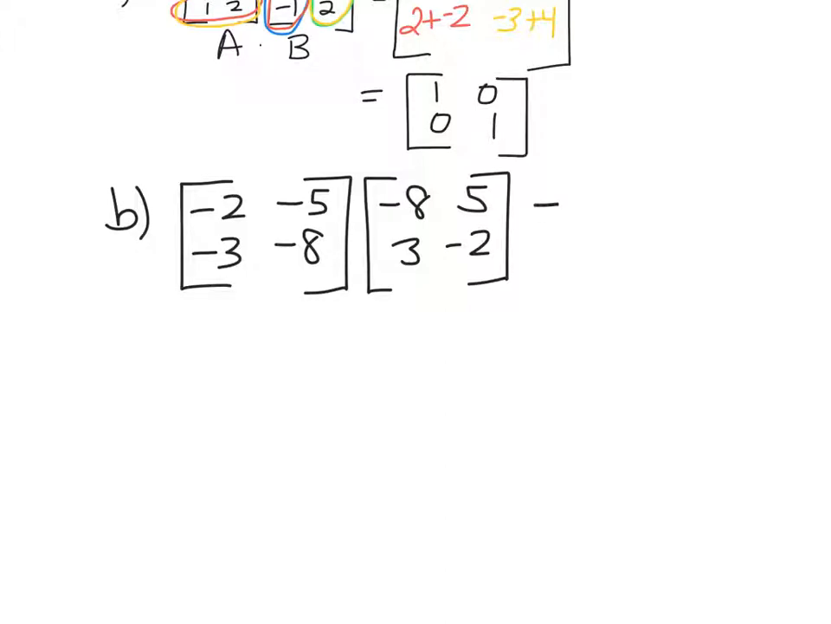All right. What did you get? What do you think you got? What were you supposed to get? 1, 0, 0, 1. Yes. So 16 minus 15.